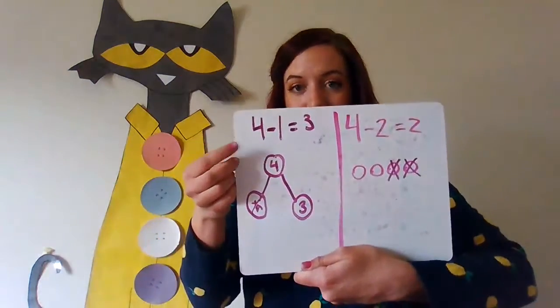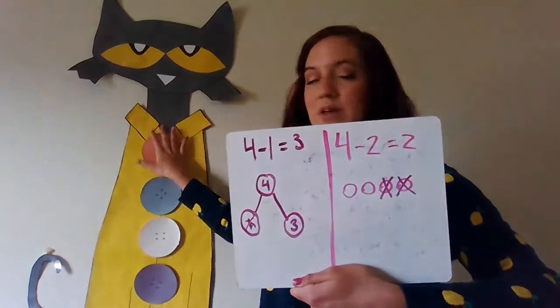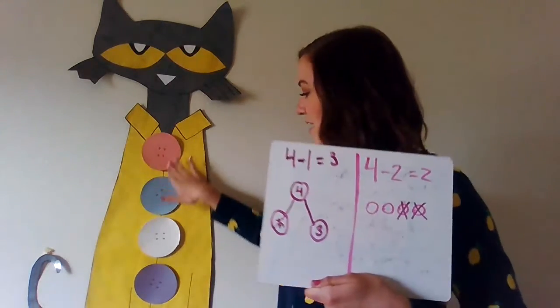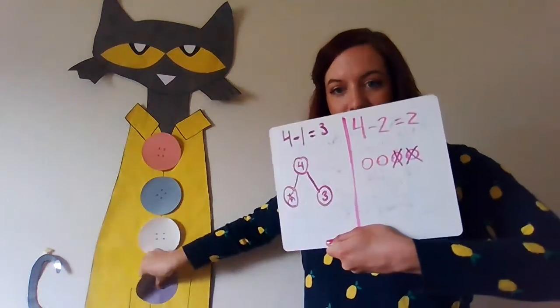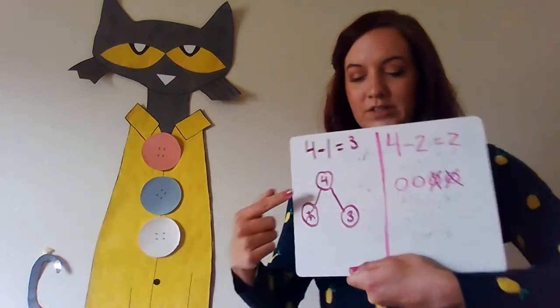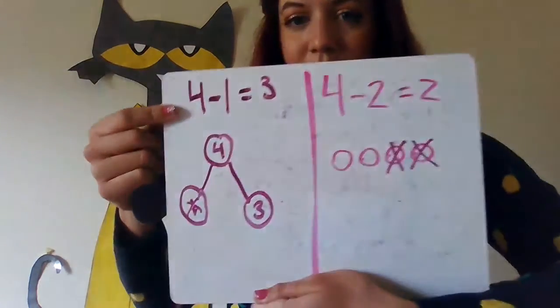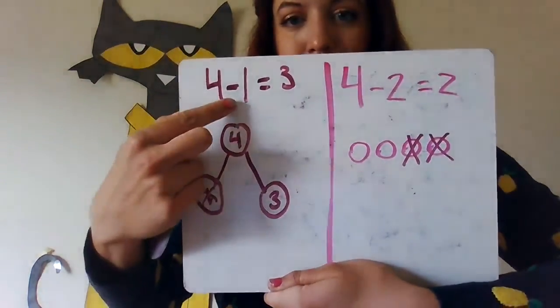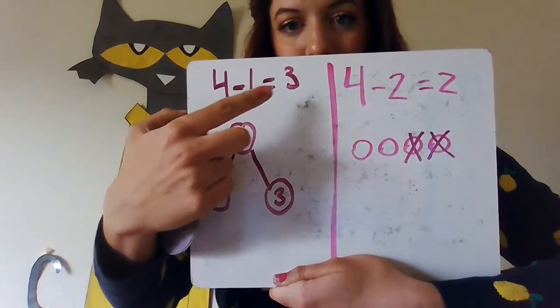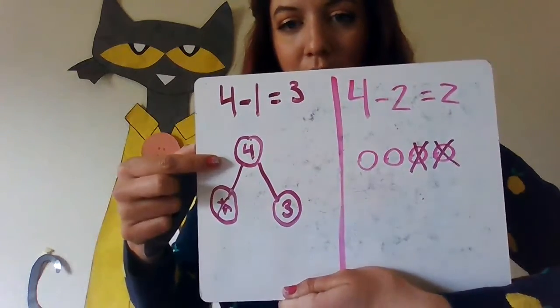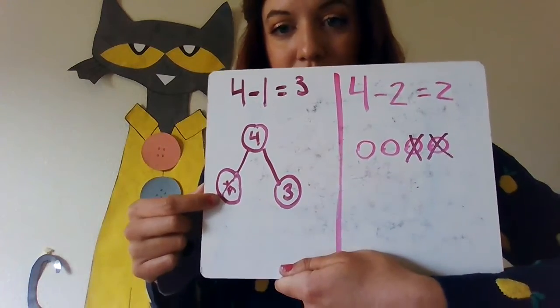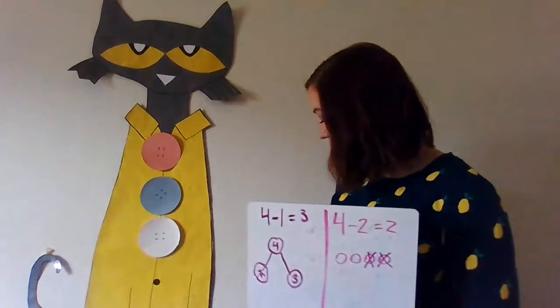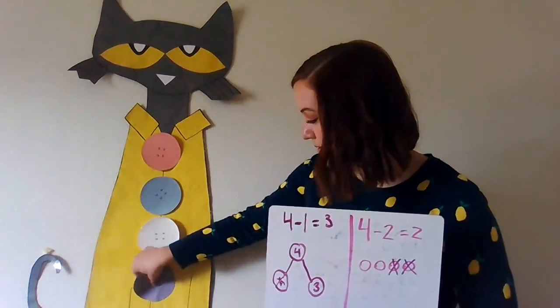One of the ways that a lot of you came up with a math problem was: Pete the Cat has 4 groovy buttons, and then he loses one of them. You can see I have my subtraction sentence up here: 4 minus, or take away, 1 equals 3. And then I did a number bond, and I crossed out the 1 because that's how many buttons Pete had lost in that number sentence.